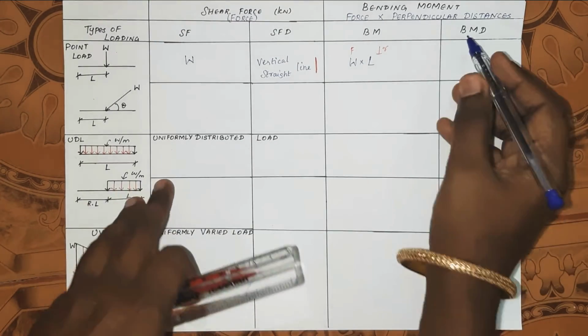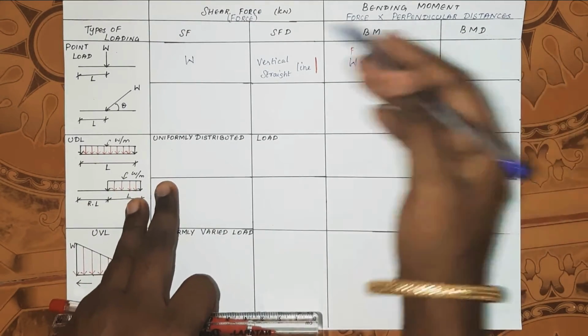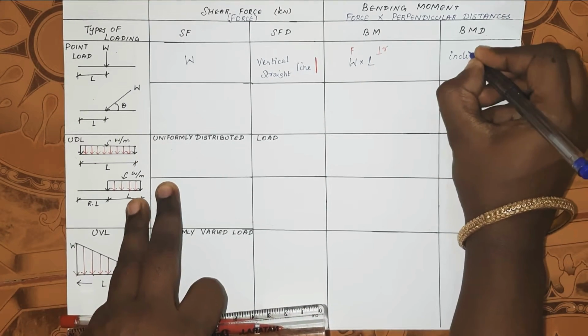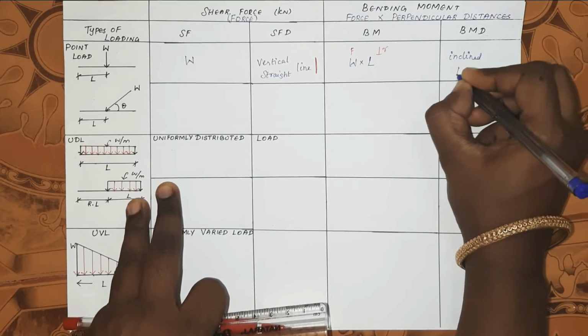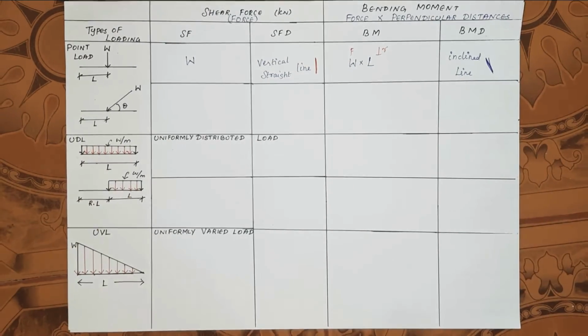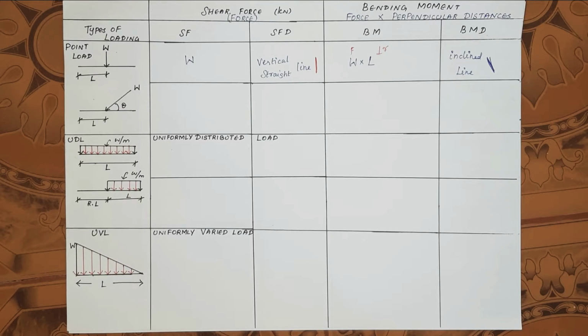For the bending moment diagram, the point load is indicated as an inclined line. The line looks like this.